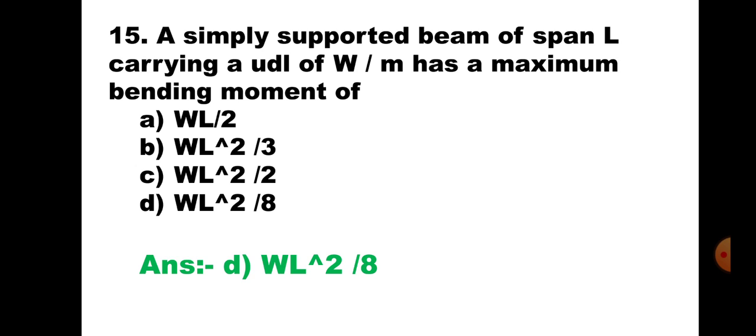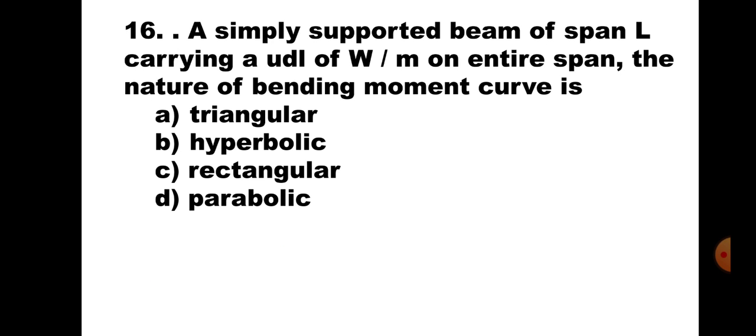Question number 16. A simply supported beam of span L carrying a UDL of W per meter on the entire span. The nature of the bending moment curve is A triangular, B hyperbolic, C rectangular, and D parabolic. Whenever UDL is acting on the beam, the general equation is of second degree. Hence the nature of the curve is parabolic, and the correct answer is D.